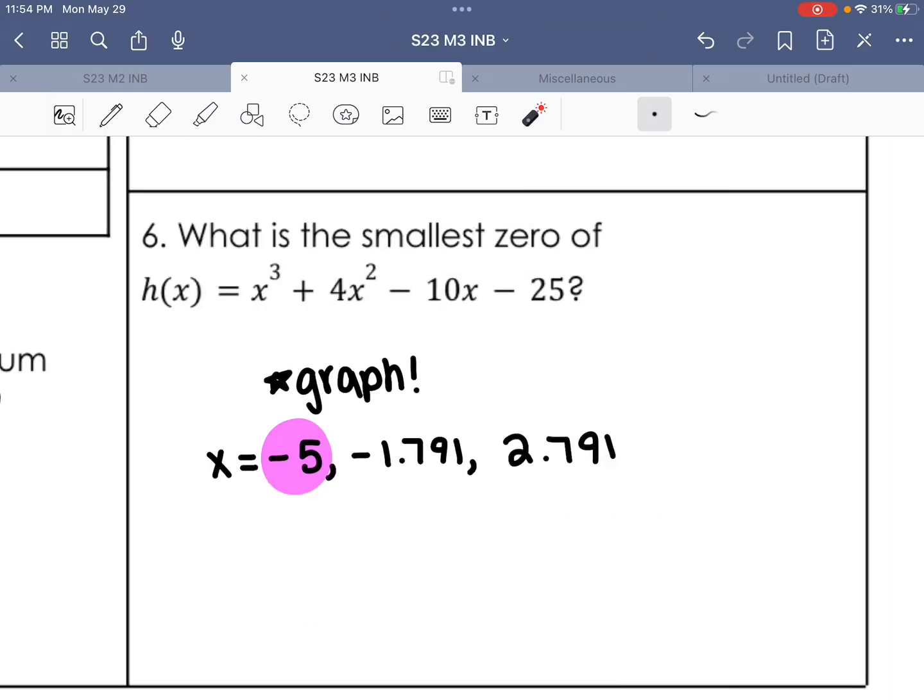Number 6 is an example of one that we just have to graph. The smallest 0. 0 is solution, x-intercept. Please let that be something that you remember. 0, x-intercept, and solution are all the same thing. So if you graph this, we have these 3 x-intercepts. If you're looking for the smallest, it's at -5.